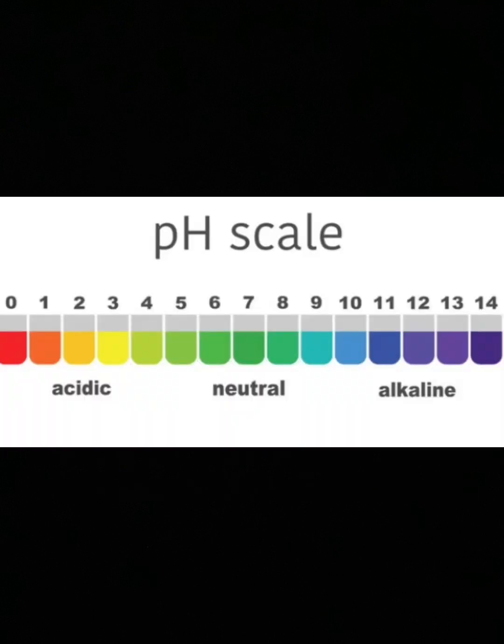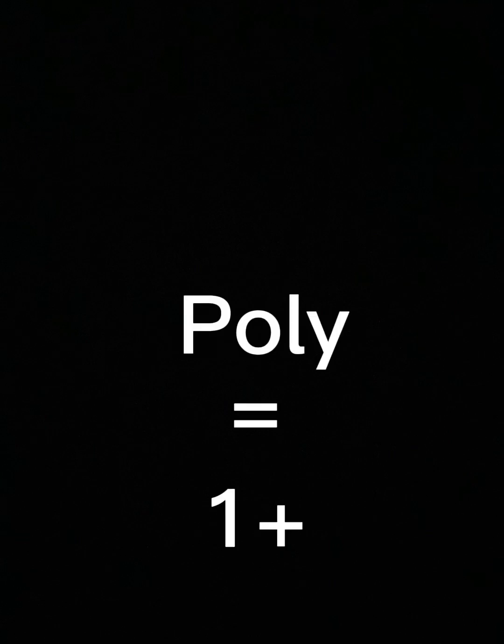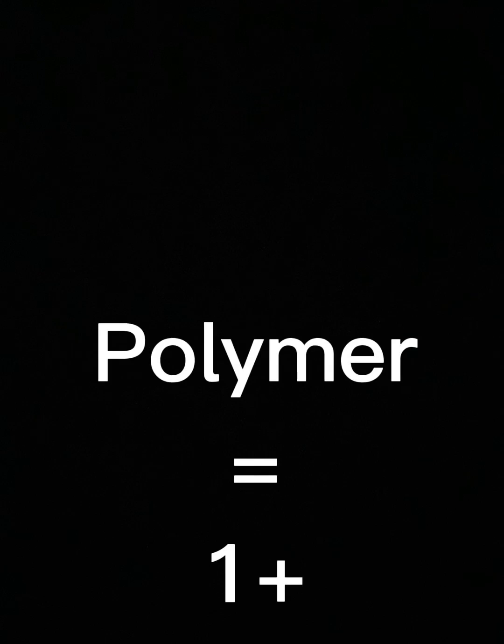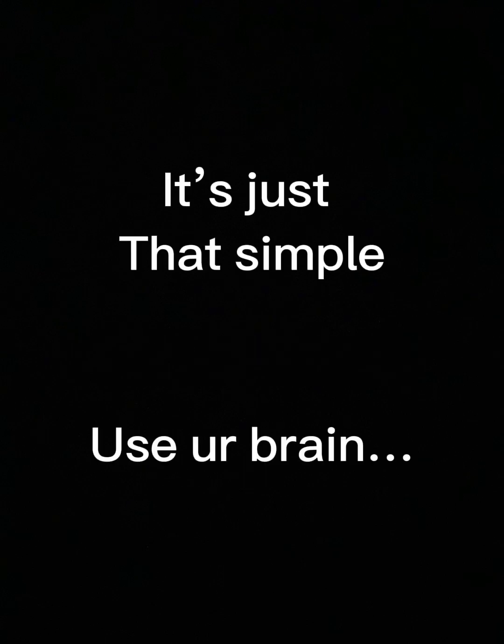So recently we went over how the pH scale works with acids and bases or alkalines. Now we're just going to go over the rest. Starting off with monomers and polymers. Well, what do you think the word mono means? 1, probably. And if poly means more than 1, then monomer is 1 and polymer is more than 1. And that's it for monomer and polymer. It's just that simple. 1 and more than 1.